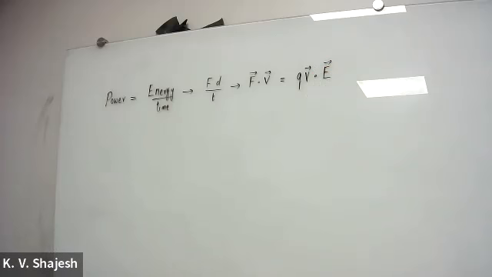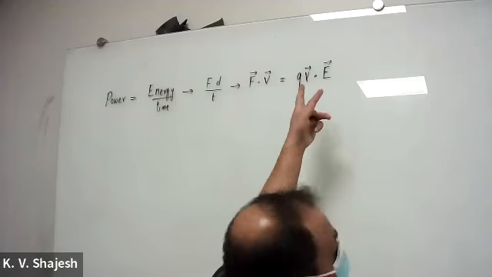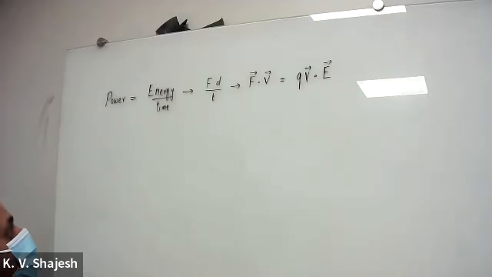F equal to QE. And then how the E goes to the right side? Oh, because it doesn't matter, right? Yeah, it doesn't matter. I just wrote it like that.